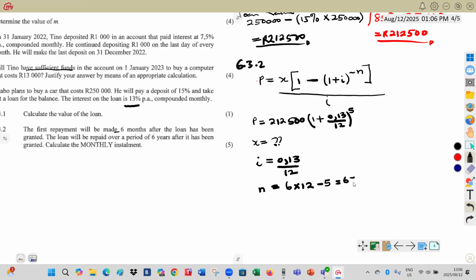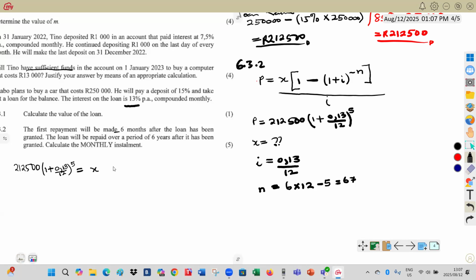So with that in mind, we can now substitute. Where there is P, we are now going to put 212,500 adjusted, 1 plus 0.13 over 12 to the power 5, which must be equal to what? X.